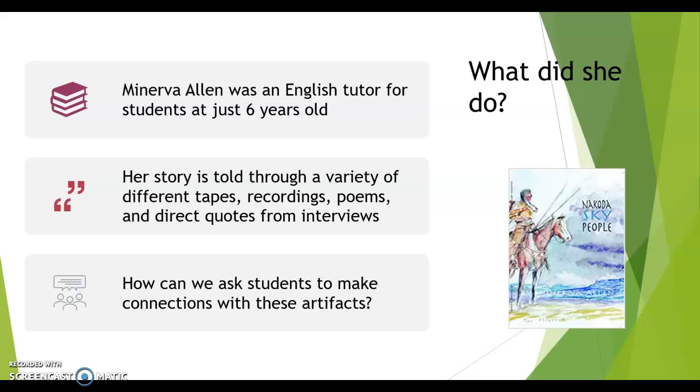So what did Minerva Allen do? She was an English teacher. Minerva's story is told through a variety of different tapes, recordings, poems, and interviews, and direct quotes from these interviews. How can we ask students to make connections with these artifacts? What are we having them do when we look at what Minerva did for people? We're looking at Minerva's language, how it shaped how she taught students, which is what we're ultimately going to be doing as teachers, which is so amazing and so critical for our students to get the best inquiry-based learning as possible.